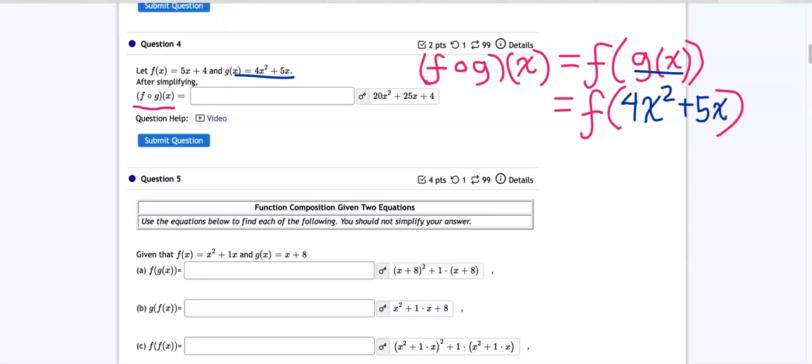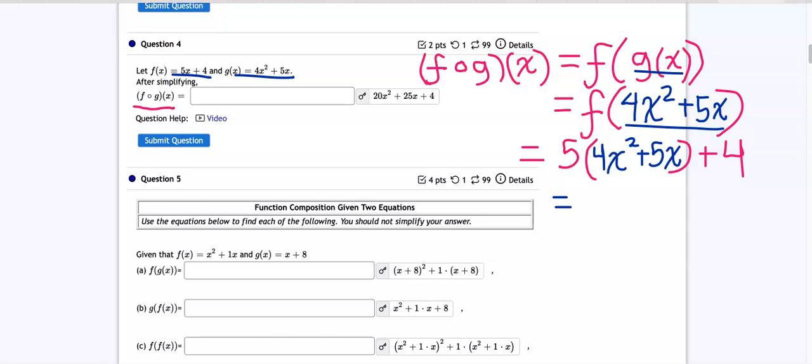squared plus 5x. So what do we then do with this? Now we're going to plug in this entire binomial into the f function. So let me show you what that looks like. The function of f is 5 times something plus 4. So here I have 5 times something plus 4. What is that something? That something is this entire binomial. So we rewrite that in the blank here.